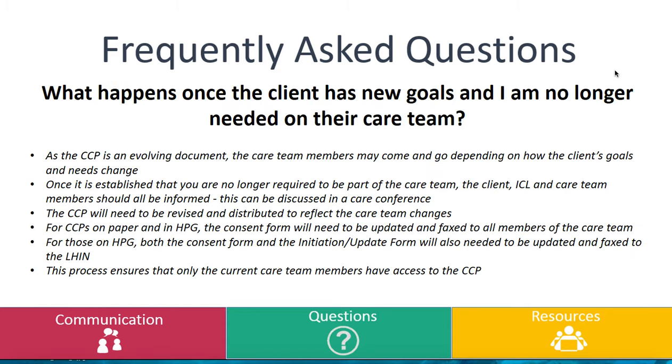Another question we are often asked is what happens once the client has new goals and you are no longer needed on the care team? So as we all know, the Coordinated Care Plan is an evolving document, so this is a very natural progression in the client's journey. You may come and go as part of the care team depending on the client's goals and needs as they continue to change. Once it is established that you are no longer required to be part of the care team, the client, the integrated care lead, and care team members should all be informed of this change. Again, this can be discussed in the care conference that we spoke about earlier.